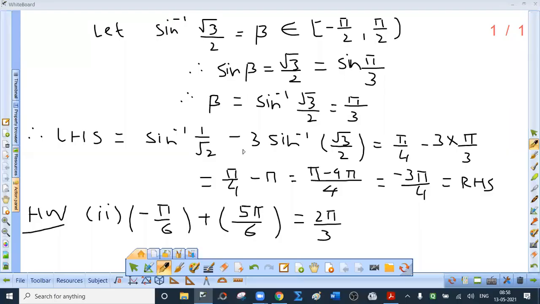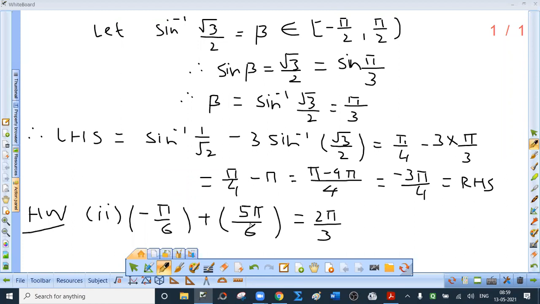Now the second is for homework. I have just written the values. You can see the sum. Prove that sine inverse minus half plus cos inverse minus root 3 by 2 is cos inverse minus half. This is the value of sine inverse minus half. This is the value of cos inverse minus root 3 by 2.